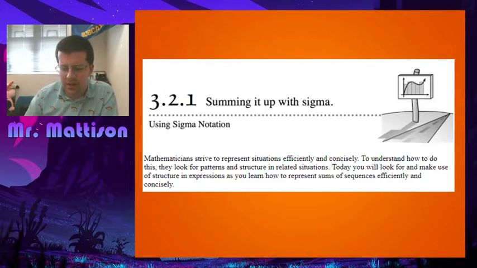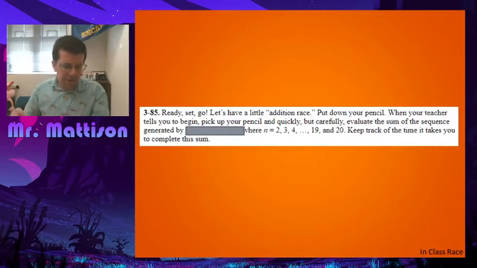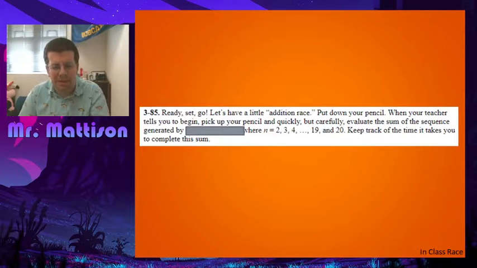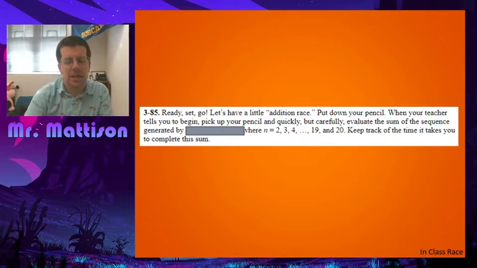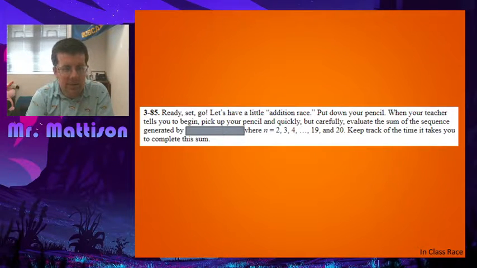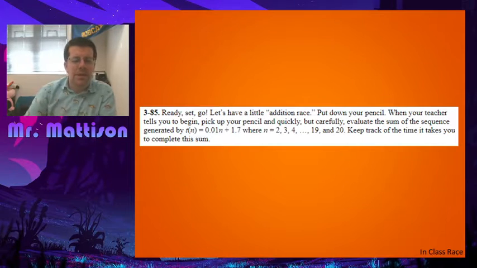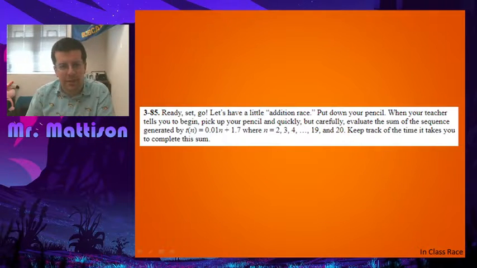So to start off, we would normally do in class a little experiment slash race here, where we try and see how fast we can actually add up this series of numbers. So we would give you this pattern here: 0.01 times n plus 1.7.